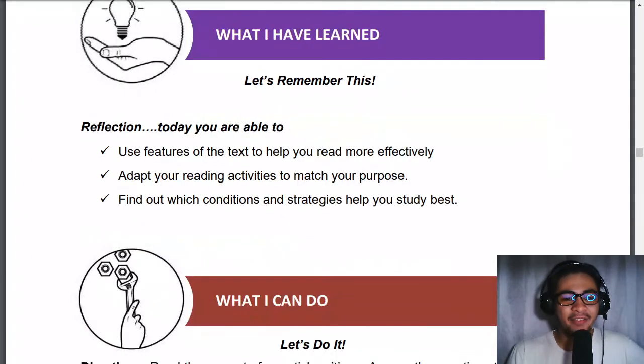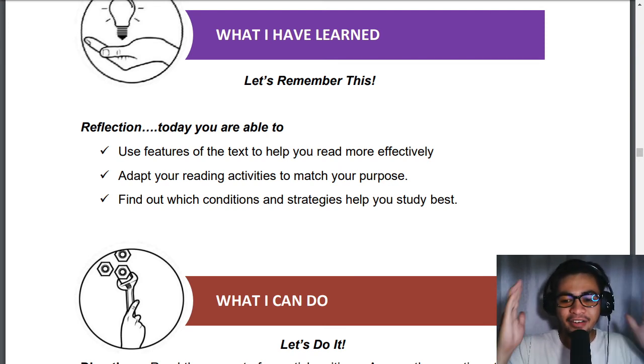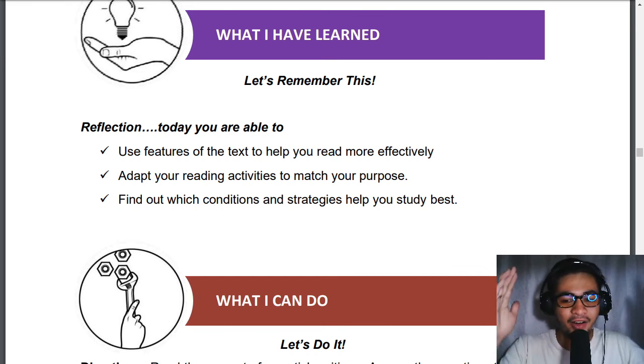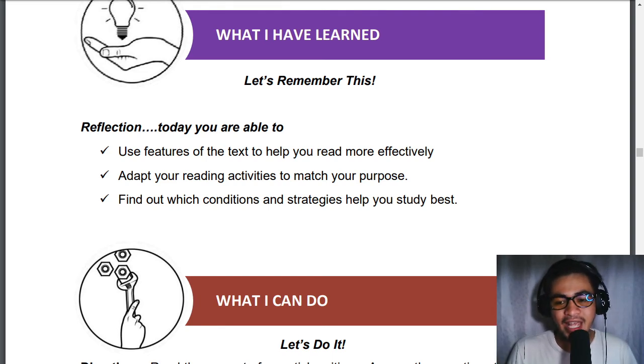So what have I learned? Okay, so remember this. Reflection. Today, you are able to use the features of the text to help you read more effectively, adapt your reading activities to match your purpose, find out which conditions and strategies help you study best. So, as usual, you are required to write a reflection every end of the lesson. So, ako na siyang pangayuan sa inyong class na dapat doon na mo yung reflection sa inyong activity notebook at the end of every lesson.